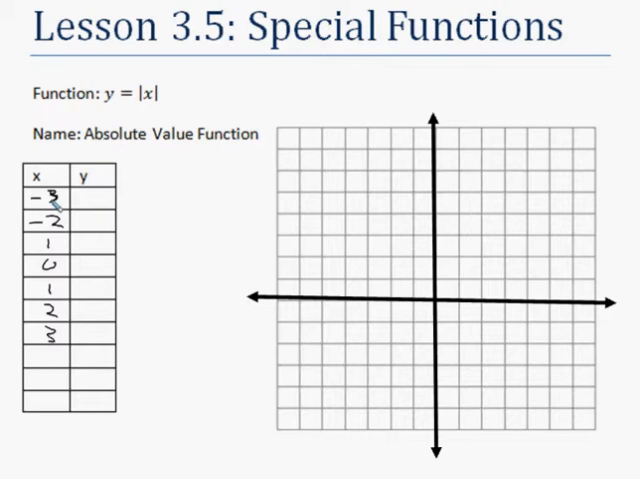So remember we're looking for the absolute value of x, so what's the absolute value of -3? Well, that's 3. Absolute value of -2 is 2. Absolute value of -1 is 1. Absolute value of 0 is 0. And then absolute value of positives are just itself. So we have 7 points we can graph here.